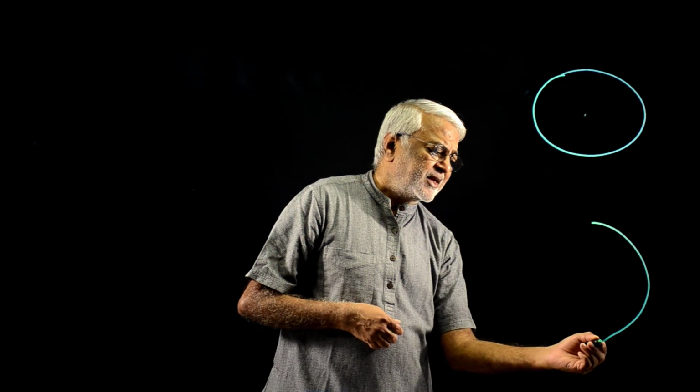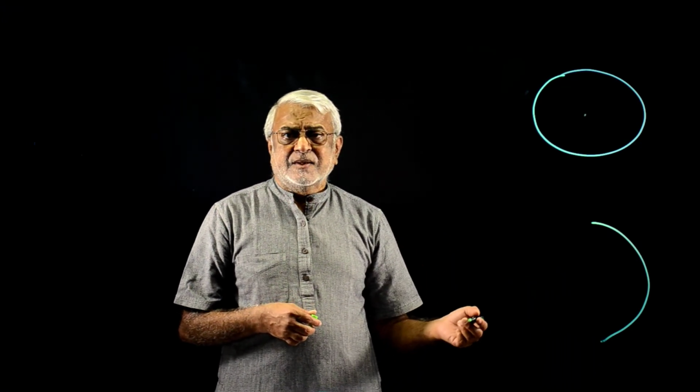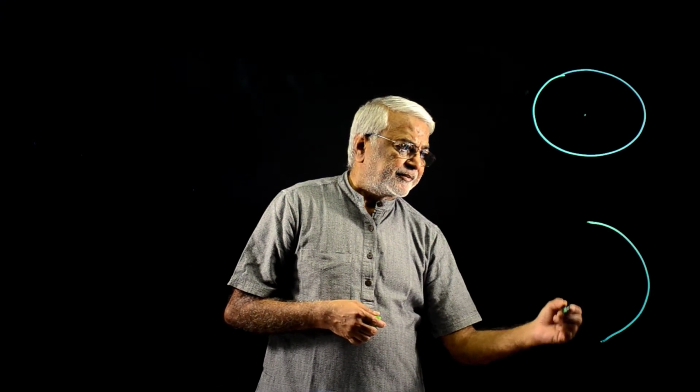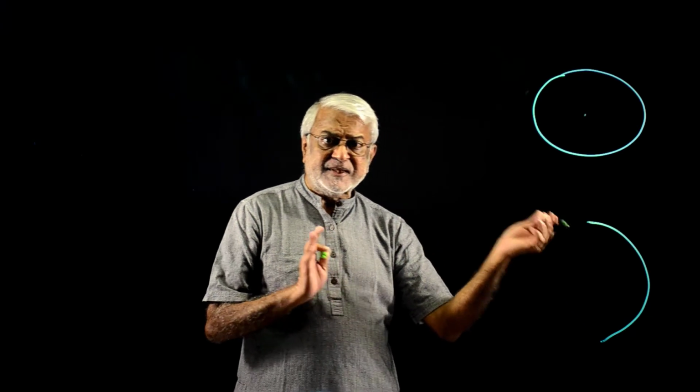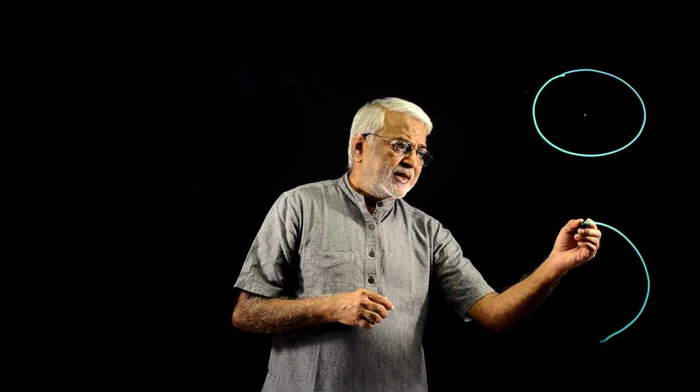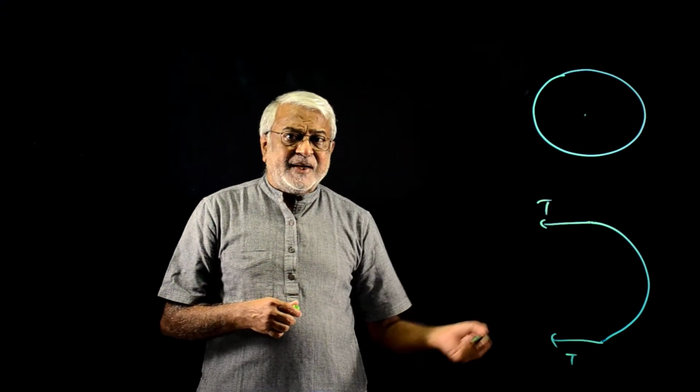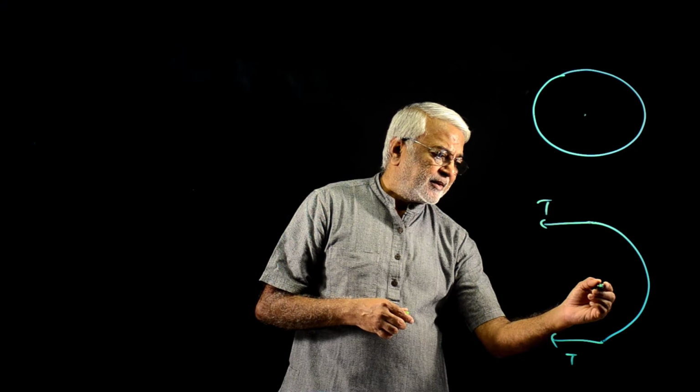There is another interesting way of solving this problem. We'll consider a semicircular portion. Why a semicircular portion? You can consider, well, a quadrant of this, but the semicircular portion is very convenient, as you will see. The force exerted by the other half of the loop on this are T and T. So these T's are parallel now.